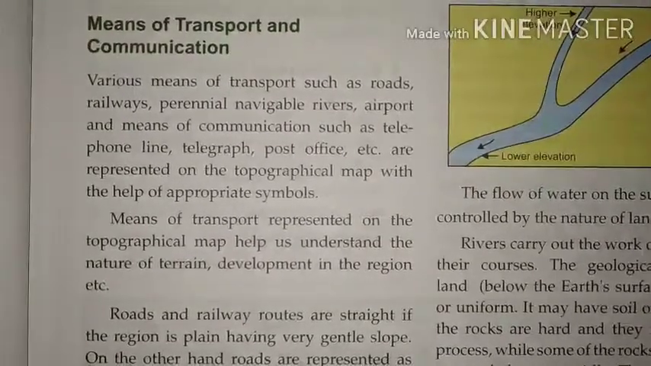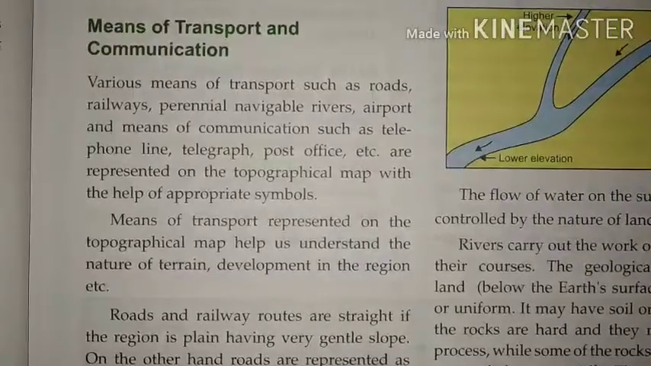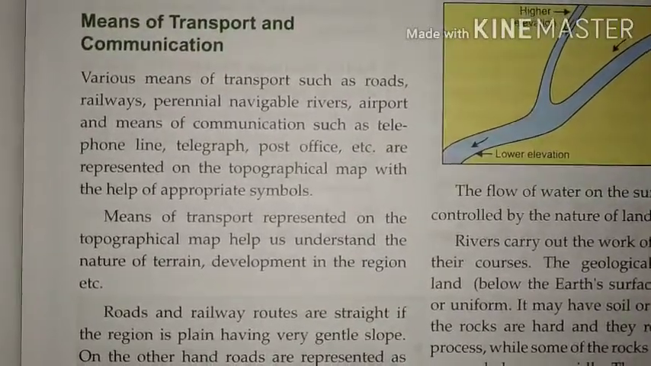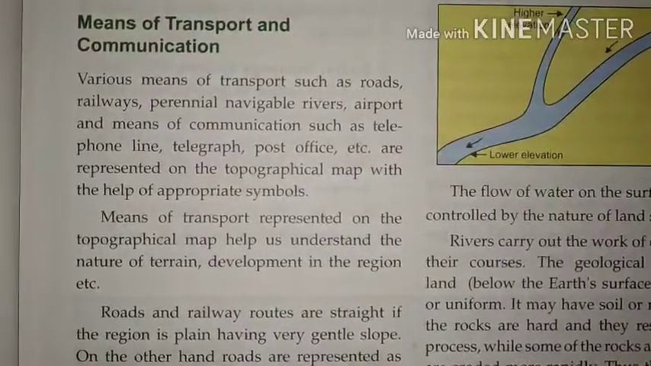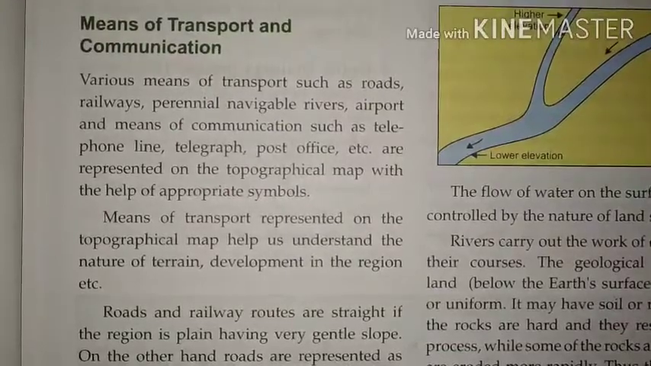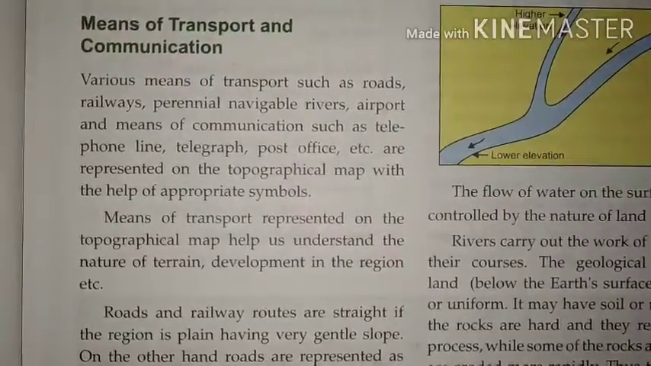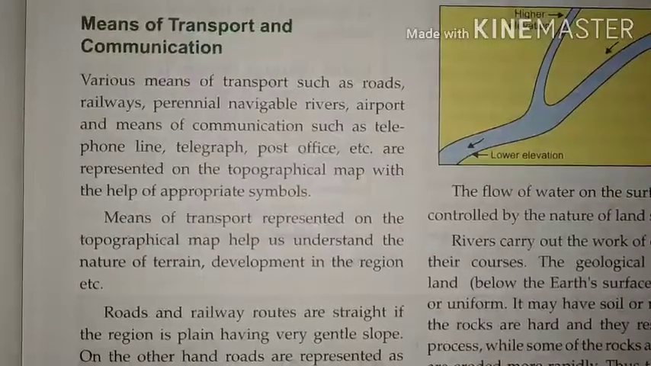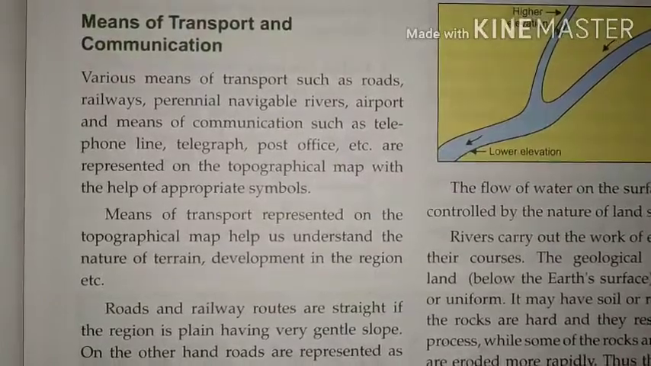Good morning, everyone. So today we will talk about means of transport and communication. Various means of transport such as roads, railways, perennial navigable rivers, airports, and means of communication such as telephone lines, telegraph, post office, etc. are represented on the topographical map with the help of appropriate symbols. Those symbols we have already talked about; they are given in your book.